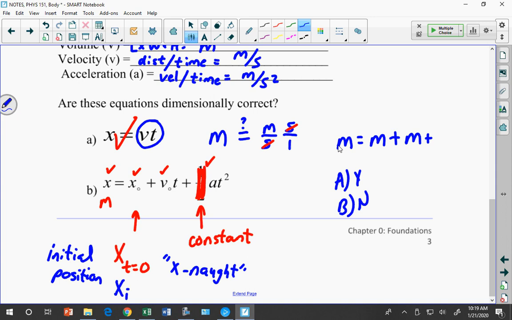I just leave off the half. It doesn't have any units at all. A is meters per second squared. T squared is seconds, but it's squared. I'm going to put that over 1. And so these units cancel out. I'm left with meters all the way throughout. And so A is the right answer.